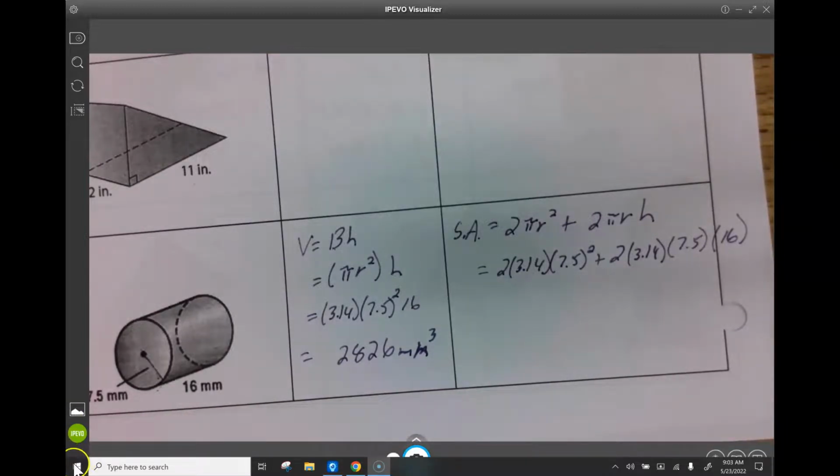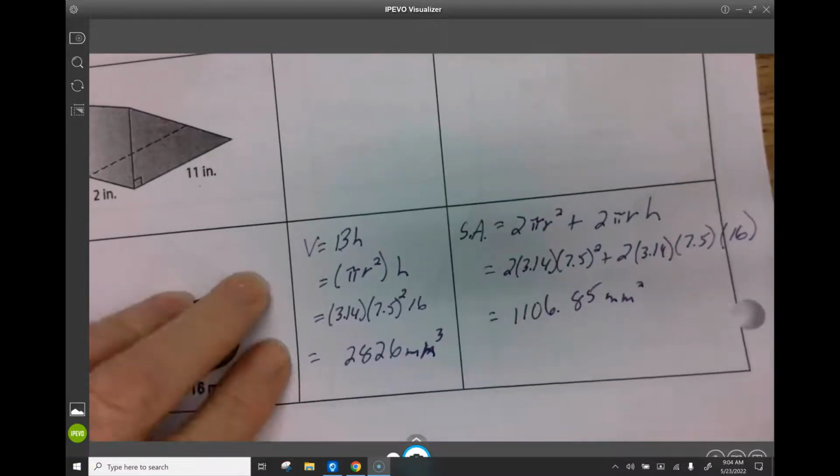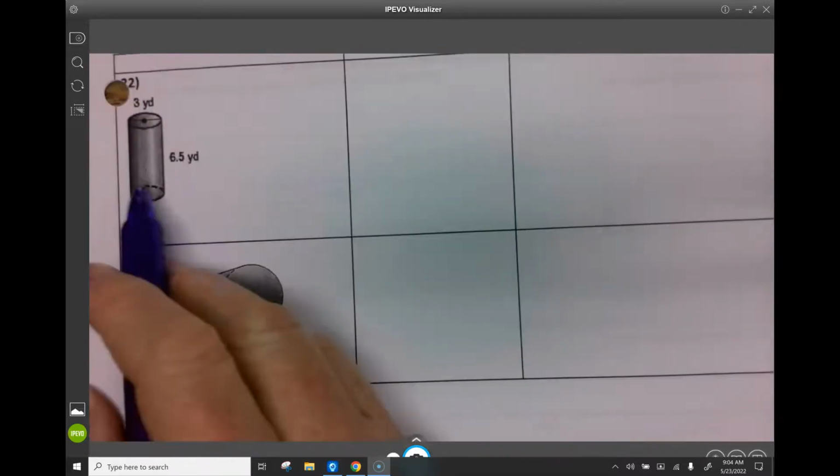Okay, let's all do that right now with our calculator. So I got 1,106.85 millimeters squared. Okay, good. You're going to do the same thing on these two.